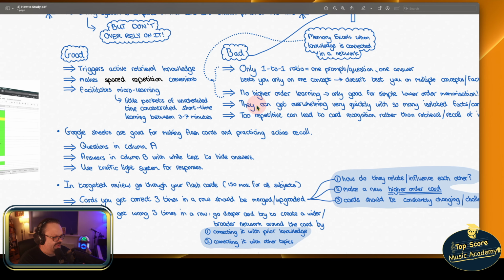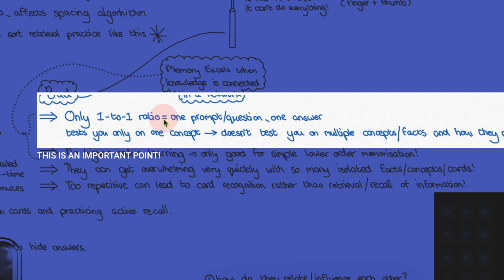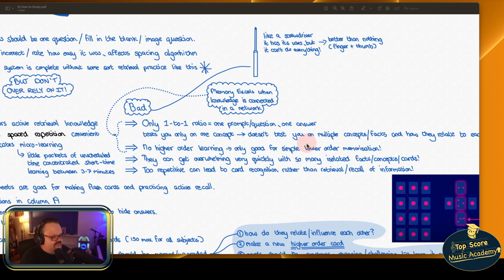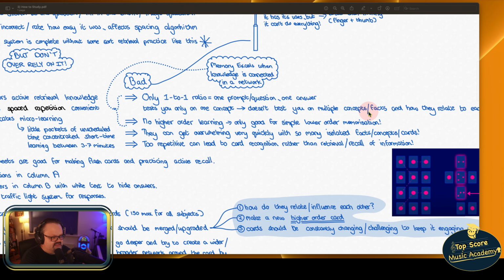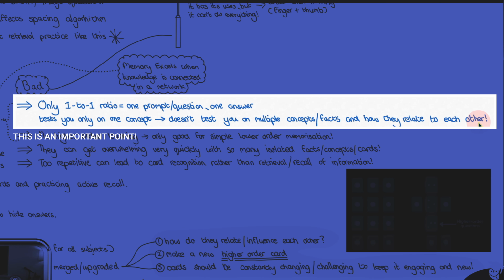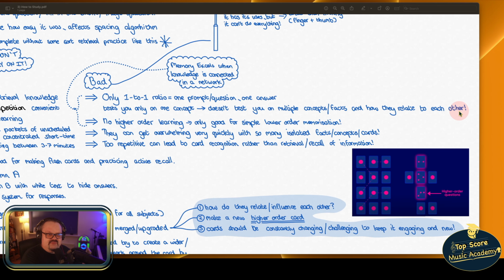Okay, well, what are the bad things then? It's only a 1-to-1 ratio. You have one prompt, one question, and just one answer. It tests you only on one concept, it doesn't test you on multiple concepts or facts and how they relate to each other. So that's pretty bad, especially for music, and maybe not so much for learning a language, which is traditionally what flashcards are very good for. Or maybe for some equations and for some science facts where there is just one particular answer per question. There is only one particular fact that you're trying to learn.